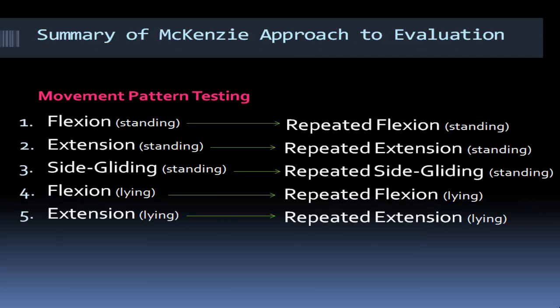There's generally a sequence of testing patients when examining with the McKenzie method. The sequence is flexion, extension, and side gliding with standing, and flexion and extension with lying. Each of these is tested as a held and a repeated pattern to determine the effect on pain.